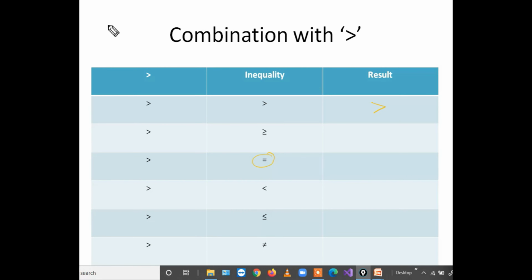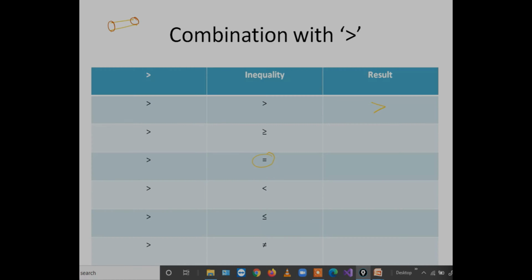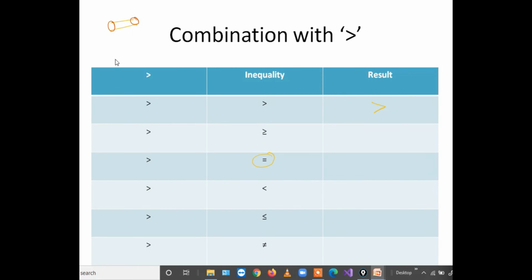So remember one point here in this topic, inequalities: equal to acts like an open pipe at both ends. What is the property of an open pipe at both ends? Whatever the input, it simply sends it as output and will not modify the input. So for this equal to, we are giving greater than as input, and it simply sends greater than as the output.